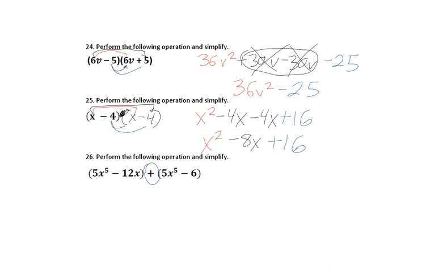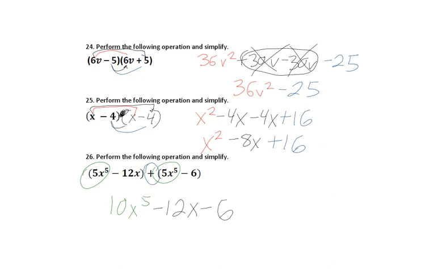But if there's a plus sign in between, it's not FOIL. Now, 26, it's actually easier than FOIL. You're just adding, and all you can do is add like terms. The good news is, there's only two like terms. It's just the 5x^5. 5 plus 5 becomes 10x^5. And that's it. Everybody else stays the same.